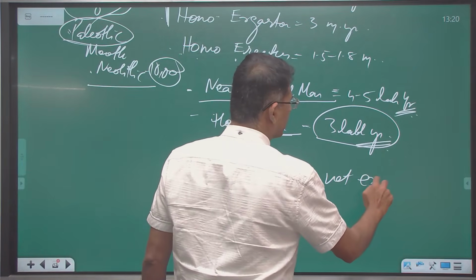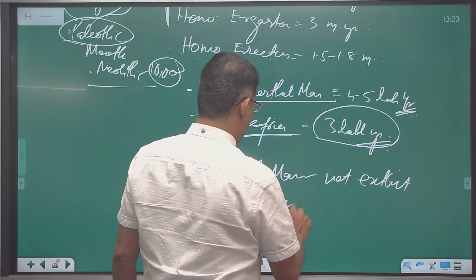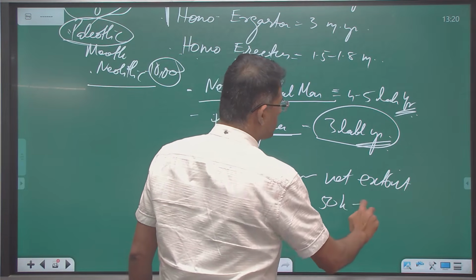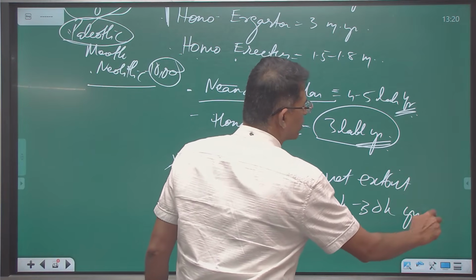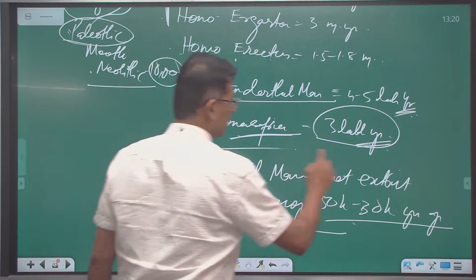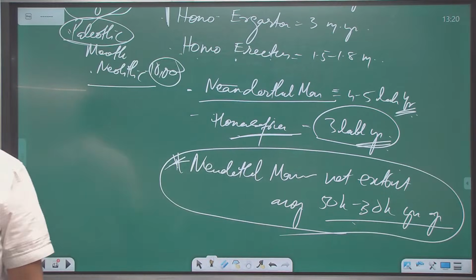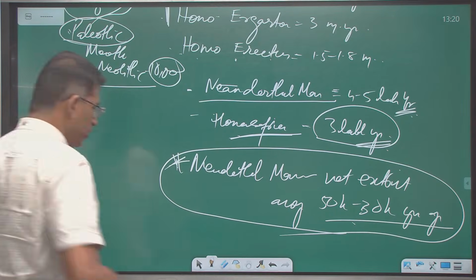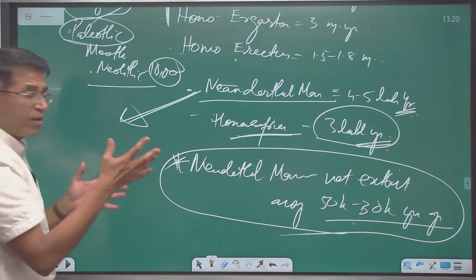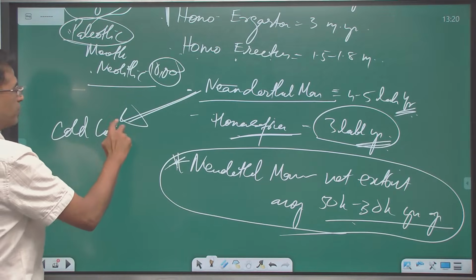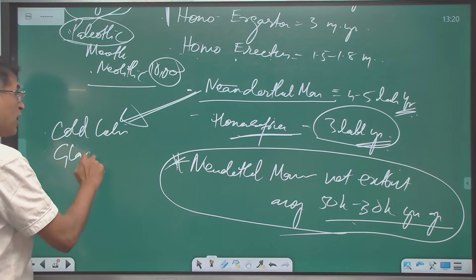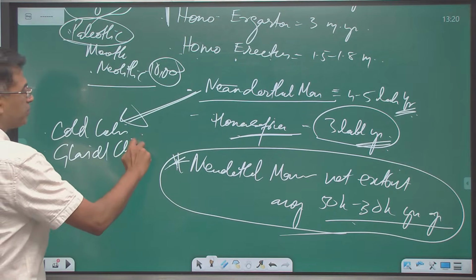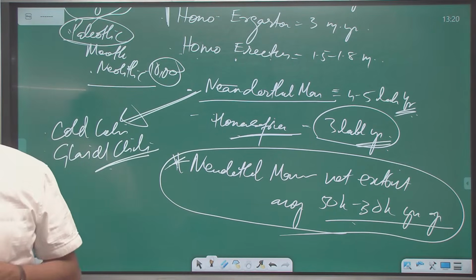Neanderthal man went extinct around 50,000 to 30,000 years ago. Neanderthal man goes extinct around 50,000, 30,000 years ago. For some reasons, extinct. Neanderthal man was more suitable for cold conditions, glacial type of climate. It was more muscular.